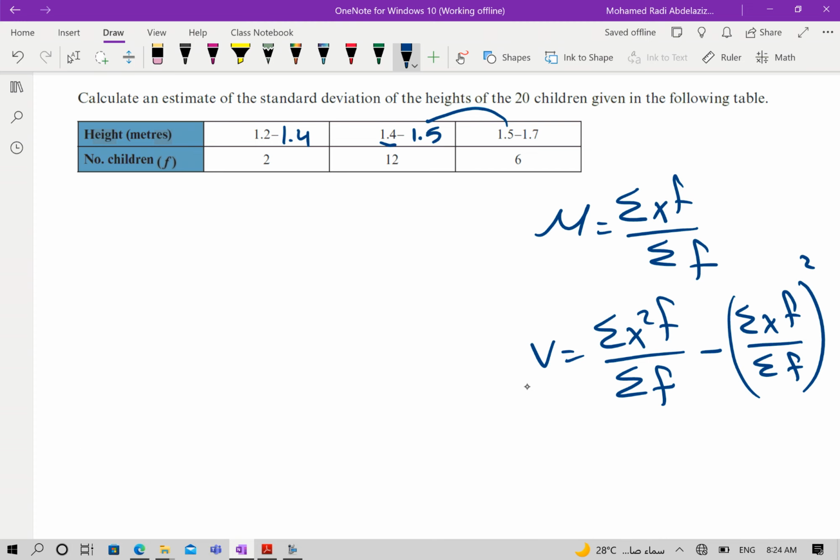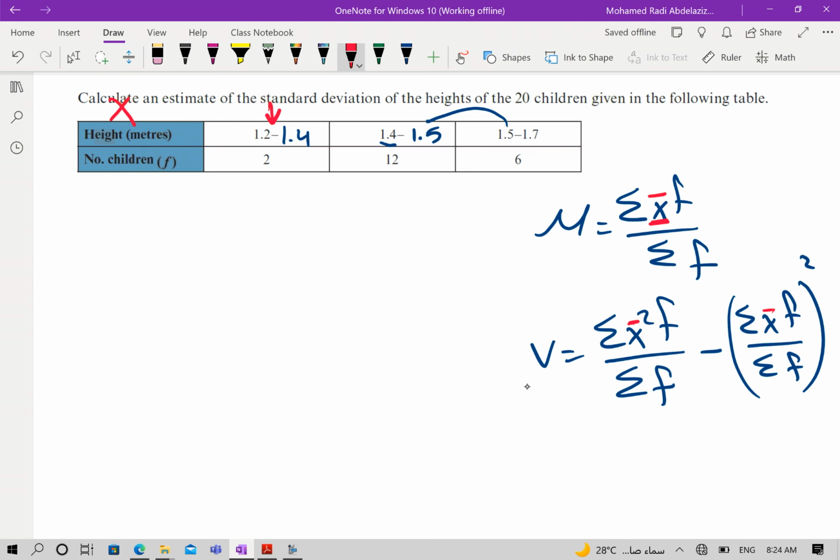Now, how to calculate mu and how to get the variance? Sum of xf over sum of f. What does x represent here? X represents the mid interval, right? So I will write it here like x bar. You have to get x first, which represents the mid intervals, and use it to calculate mean and variance.